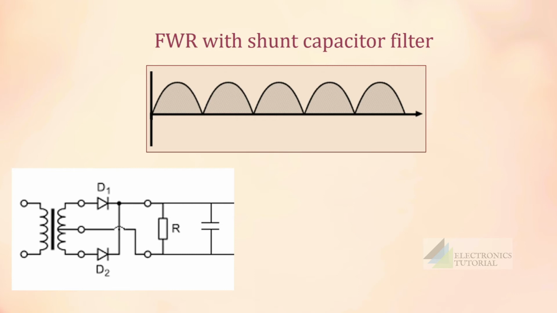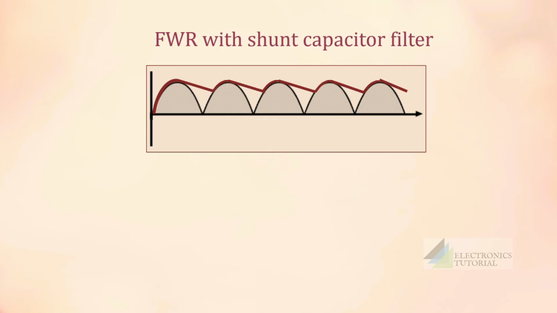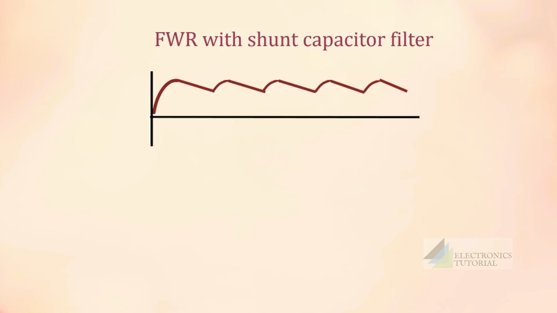As explained with the capacitor filter used with the half-wave rectifier, here also the capacitor will be charging and discharging according to the voltage variations. And the output pattern that we obtained with the full-wave rectifier using shunt capacitor filter will be like this. Even with this circuit, the output is not a pure DC. And to measure the amount of ripples in this output signal, we'll be calculating the ripple factor.